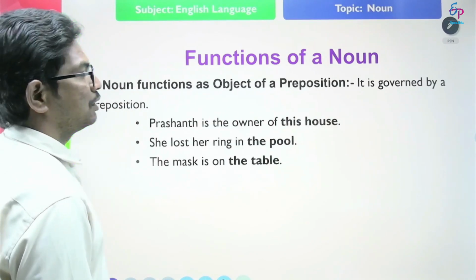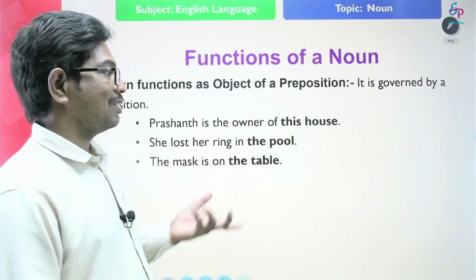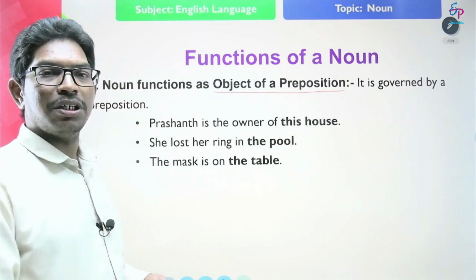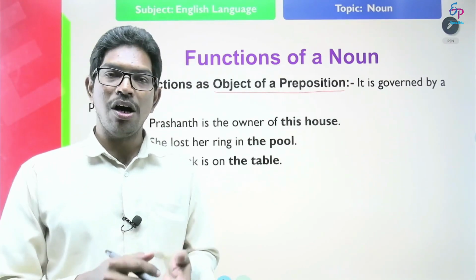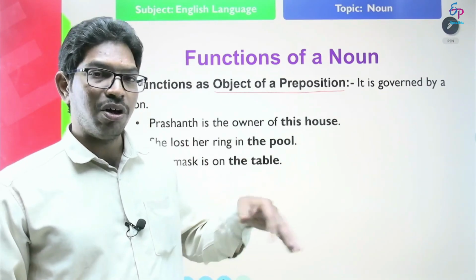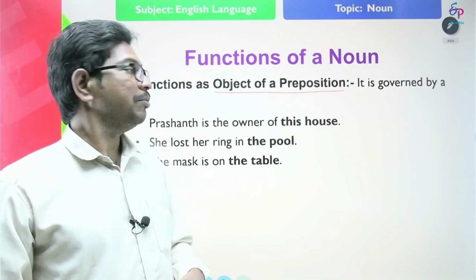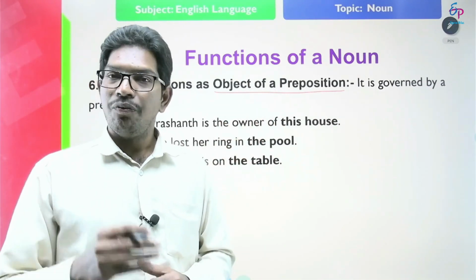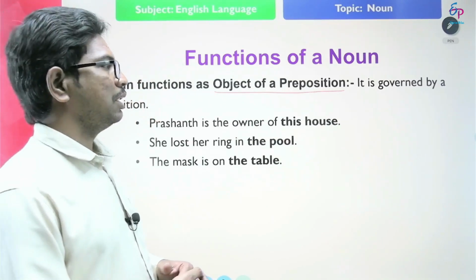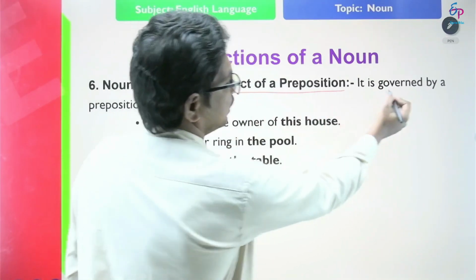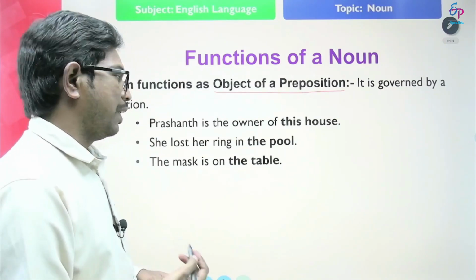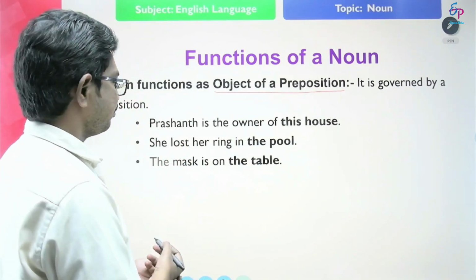Next, let us discuss how a noun functions as the object of a preposition. What is a preposition? In, on, off, for, beside: these are all prepositions. The noun which is used after a preposition is called the object of a preposition. Whenever a noun is used after a preposition, that is called the object of a preposition. It is governed by a preposition. So, let us look at some examples.